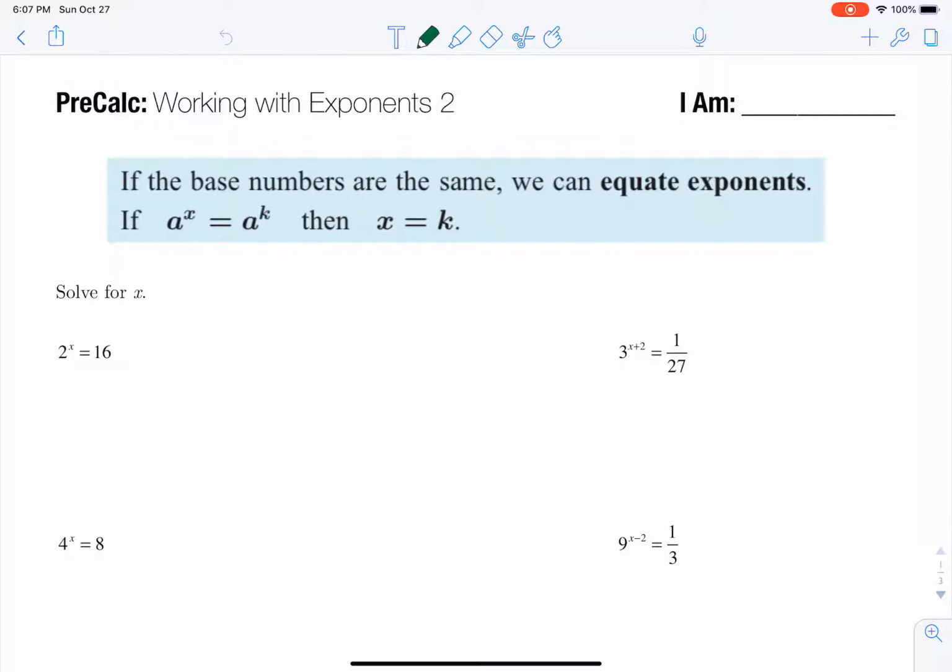Hi guys, here's your video for Working with Exponents 2, and we'll talk a little bit about solving exponent problems by transforming them into having the same base. So here you have some notes that you can take a peek at. If the base numbers are the same, that means their exponents have to be the same. So if a to the x is equal to a to the k, then x must be equal to k.